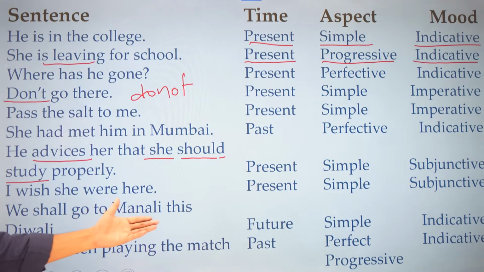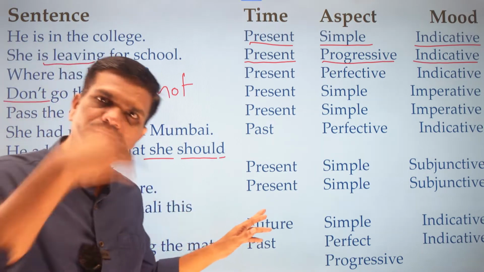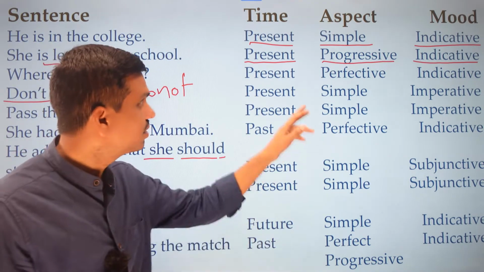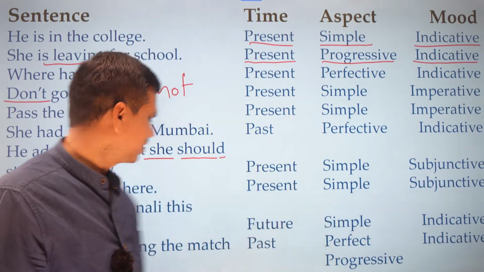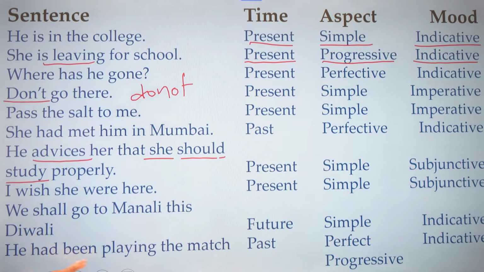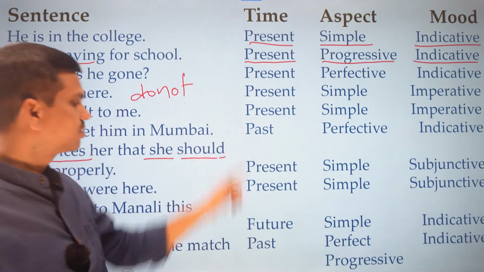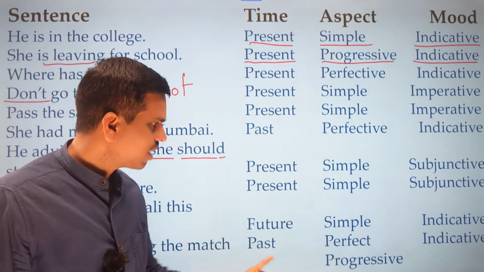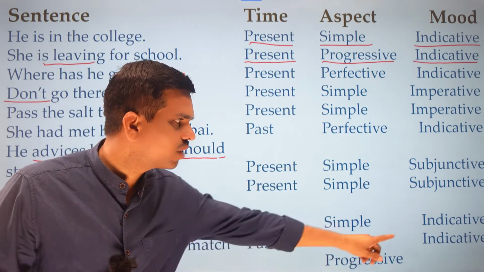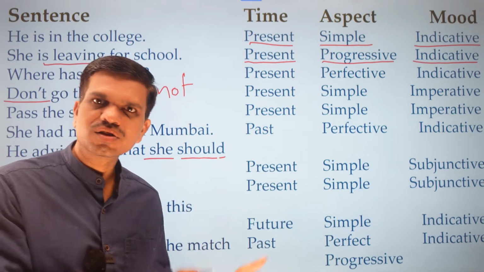We shall go to Manali this Diwali. Time is future, "this Diwali" means the coming Diwali, aspect is simple, and the mood is indicative. Again, he had been playing the match. Time is past, aspect is progressive, and the mood is indicative. So these are some of the examples.